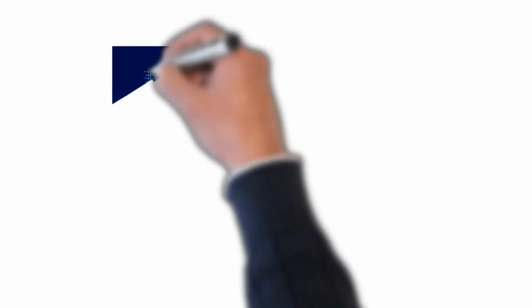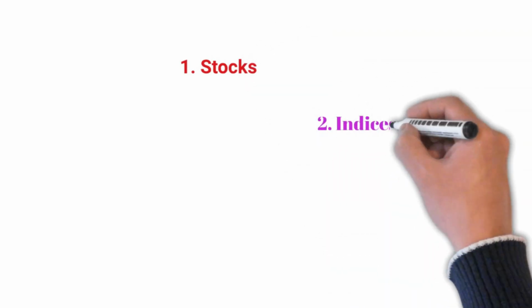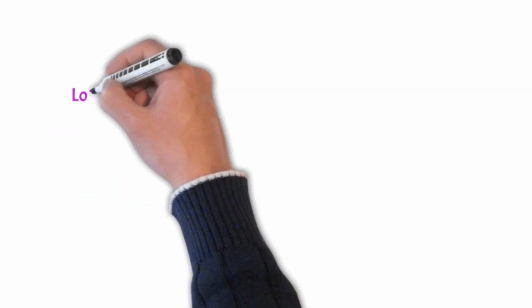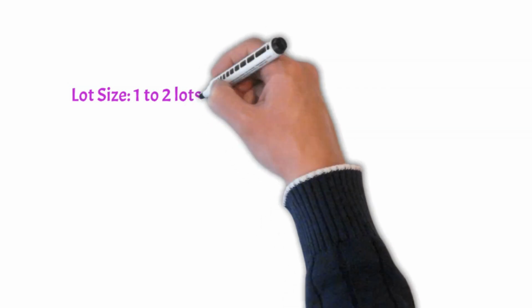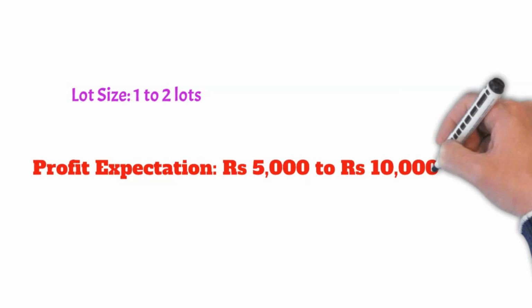The reason why we are using Heikin Ashi is because it removes a lot of noise from the normal chart and the direction of the trend is easier to identify than on normal charts. You can use this strategy with indices, stocks, currencies and commodities. When you are trading, always trade with only one or two lots. On average, I make around 5 to 10,000 profit when I trade using this strategy with one or two lots. So let's see how the strategy is implemented.